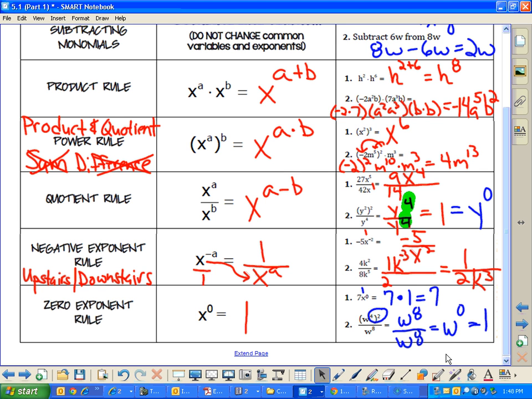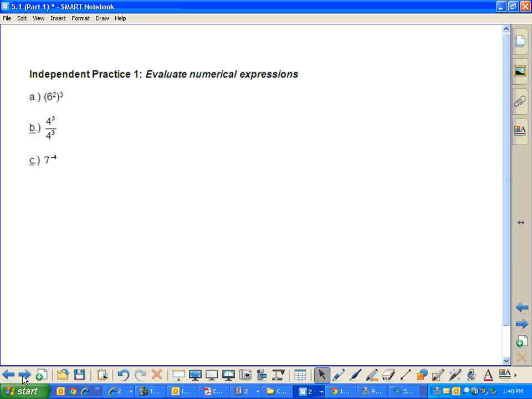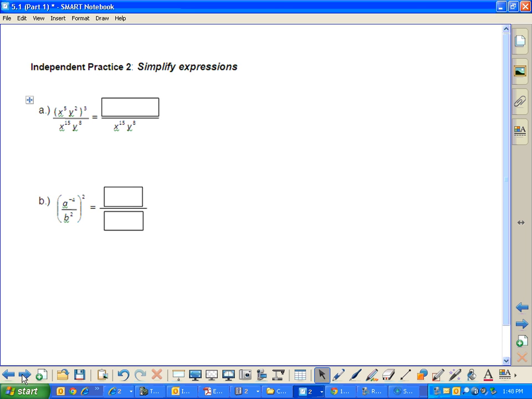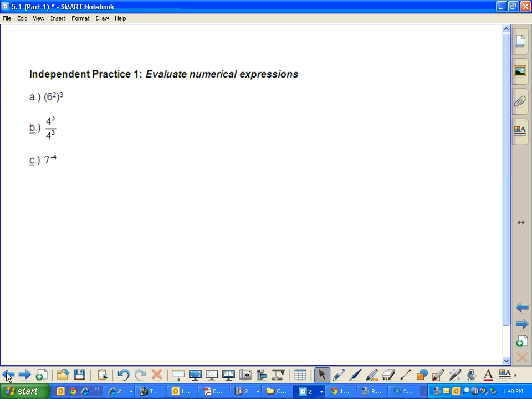Questions about our chart? You now have a nice graphic organizer that lists out all your properties. I would use it for the next set of independent practice problems you're going to do. Independent practice 1 has you doing these properties just with numbers. Independent practice 2 has you doing these properties with variables. Independent practice 3 is a mix of the two. So let's start with independent practice 1 and see how you do. I'll walk around and help you out a little bit.